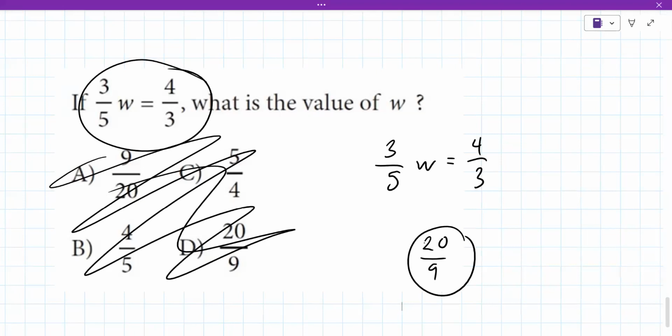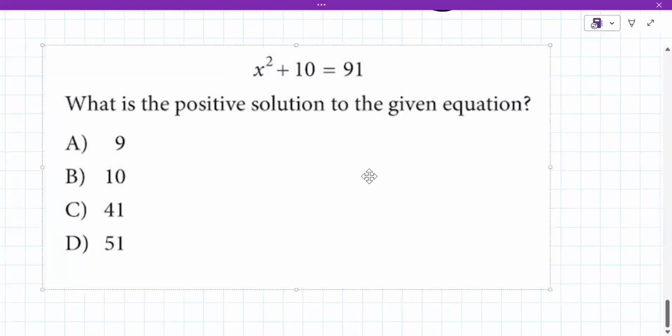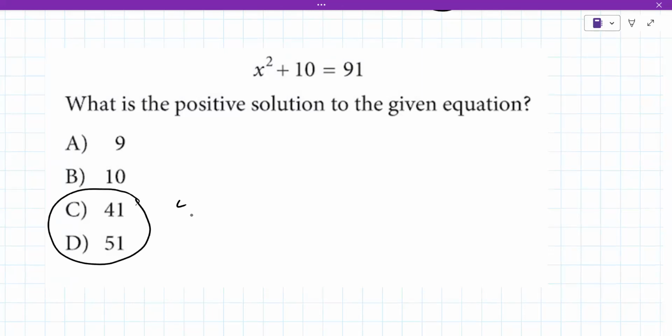All right, so now let's look at some full-on questions. I would encourage you to look at the answers before you decide to solve. So it says x squared plus 10 equals 91. What is the positive solution to the given equation? If you're going to try the answers, these are really hard to square. This is no calculus. You probably wouldn't try those, okay? But it's up to you. You can solve it. Is it just A? It is A.